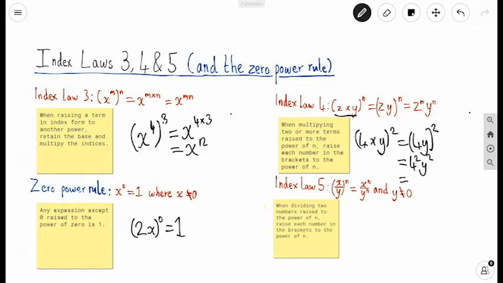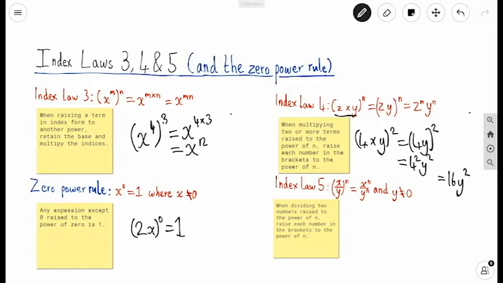So we can still further simplify 4 squared, but we can't simplify y squared, so 4 squared would give us 16, and then we just write y squared next. 16y squared.